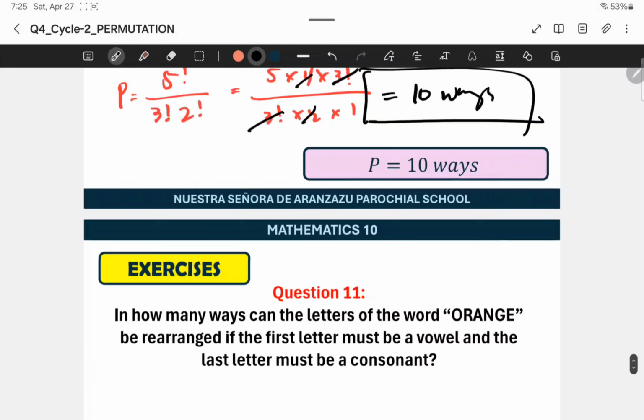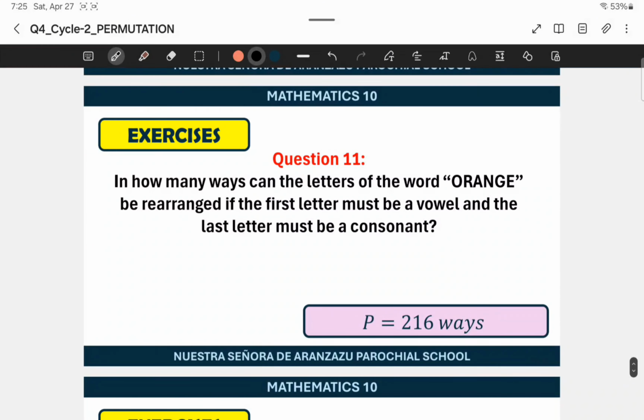Okay, next. In how many ways can the letters of the word orange be rearranged if the first letter must be a vowel and the last letter must be a consonant? So, ilang letter meron kay orange? 1, 2, 3, 4, 5, 6. Then, sabi dyan, the first letter must be a vowel. So, ilang vowels meron? 1, 2, 3. So, you have 3 options. Consonant, you have 1, 2, 3. So, you have 3 options for the first letter and 3 options for the last letter.